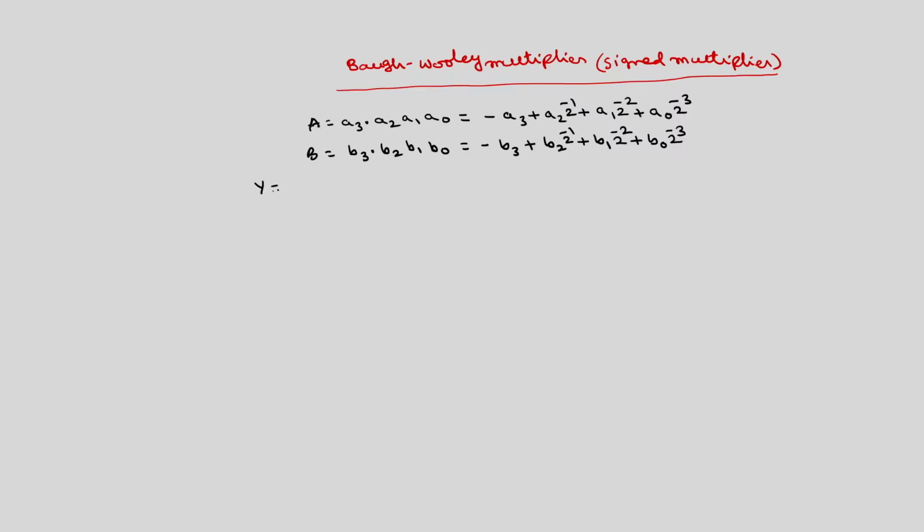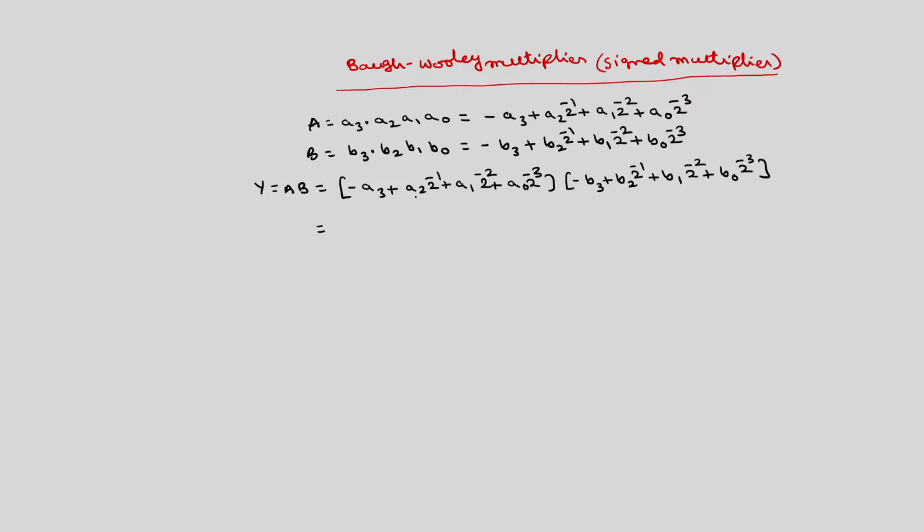So, we want Y equal to AB. If I take the decimal values, this will be minus A3 plus A2 times 2 to the power of minus 1 plus A1 times 2 to the power of minus 2 plus A0 times 2 to the power of minus 3, multiplied by minus B3 plus B2 times 2 to the power of minus 1 plus B1 times 2 to the power of minus 2 plus B0 times 2 to the power of minus 3. Here we will do some manipulation, thereby we cleverly handle the sign involvement. Okay.